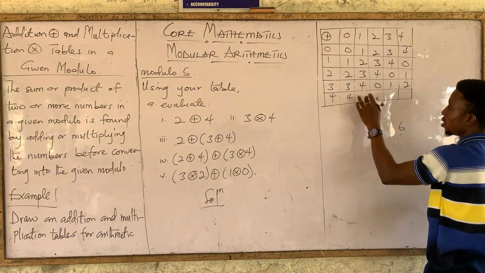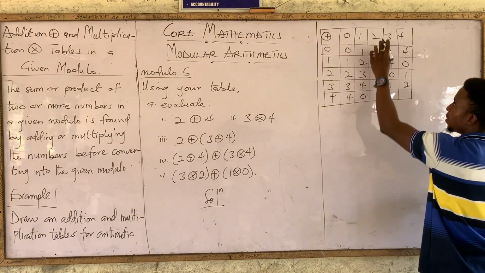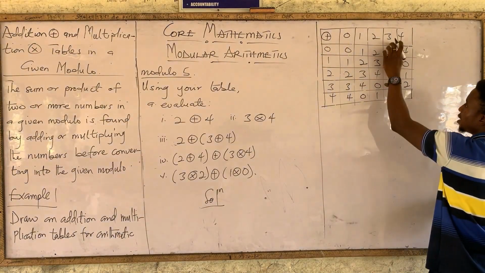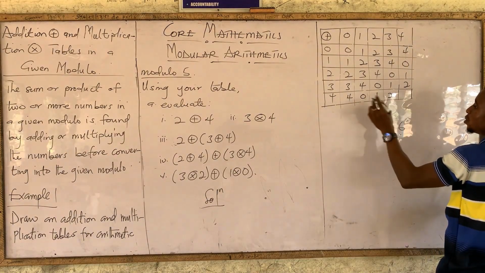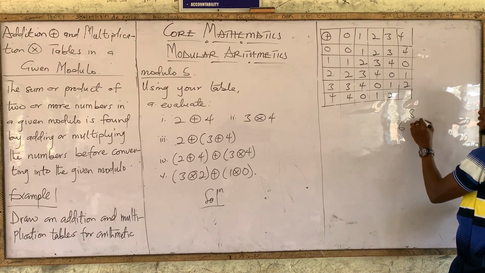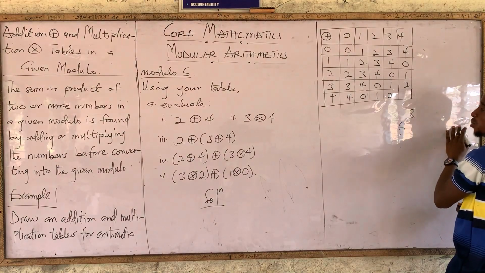5. So I'll write what? My 0. Then this plus this, 6. So it will be 1. This plus this, 7. So it will be what? 2. Then 4 plus 4, which is what? 8. So 8 mod 5 will get you what?